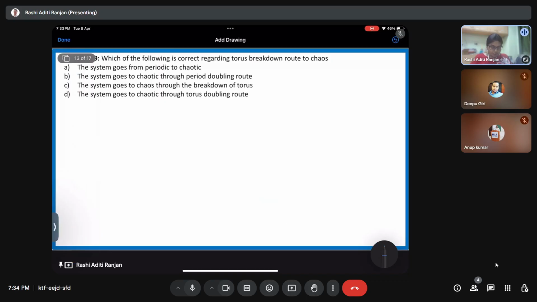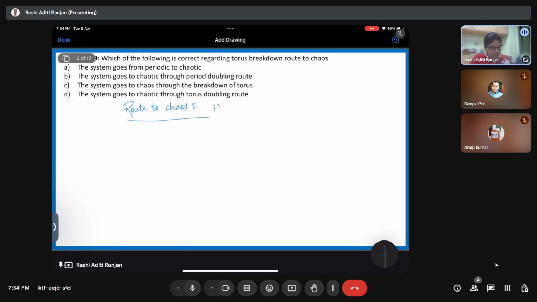Okay. Coming on to question number 9. Which of the following is correct regarding torus breakdown, route to chaos? So if you remember last time we talked about route to chaos, wherein we talked about the different routes that would lead to chaos. There was a way in which chaos was happening, like it was not occurring all of a sudden. It was taking a path with the change of the parameter values.